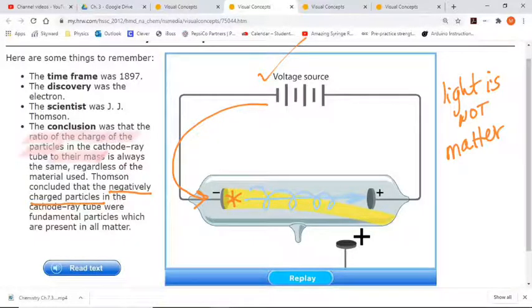So the other conclusion is, yes, whatever is in that ray has a negative charge, but it must also have mass associated with it. So we're going to get into, so far, J.J. Thomson is going to be our second model that we're looking at.